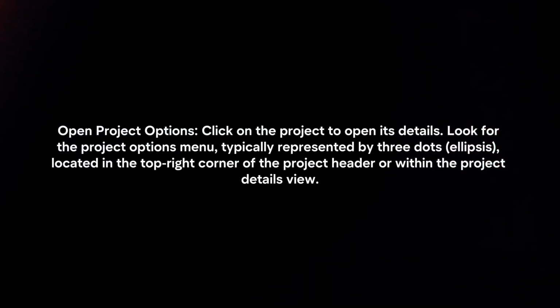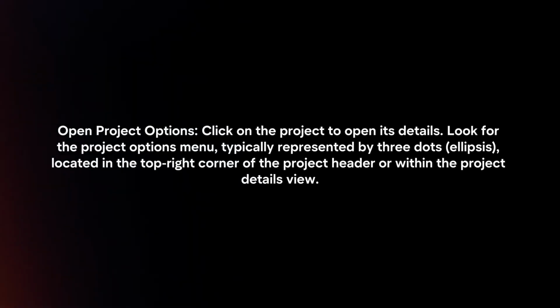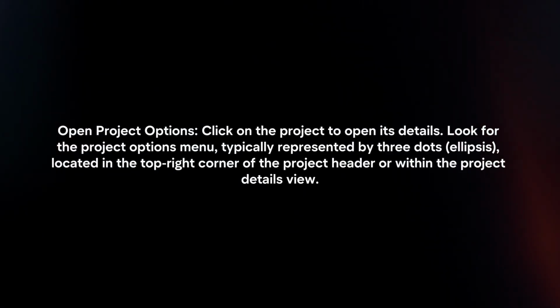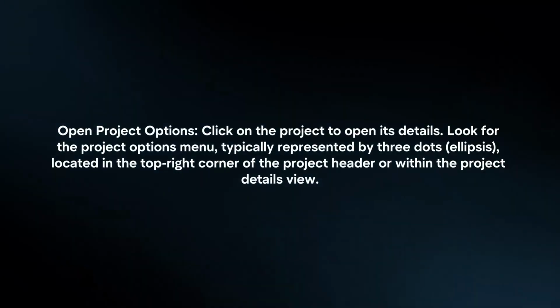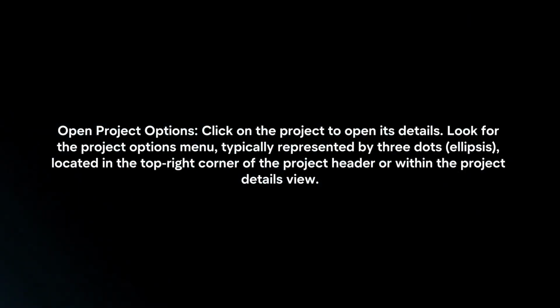Open Project Options. Click on the project to open its details. Look for the Project Options menu, typically represented by 3 dots located in the top right corner of the project header, or within the Project Details view.